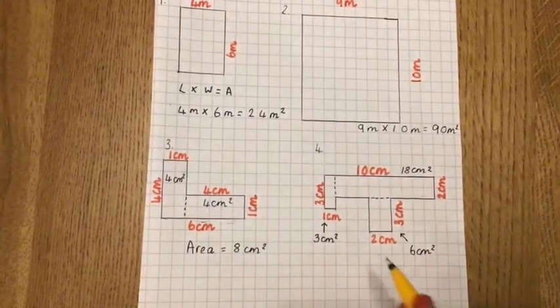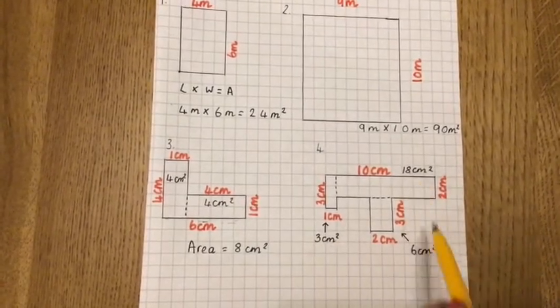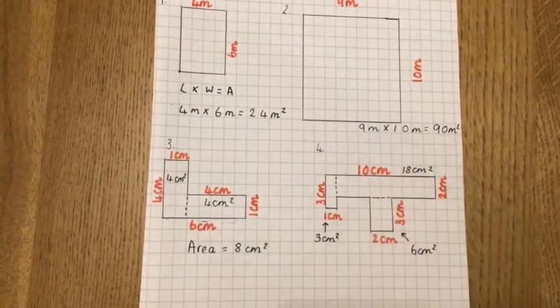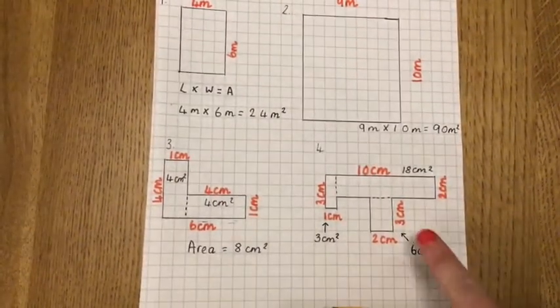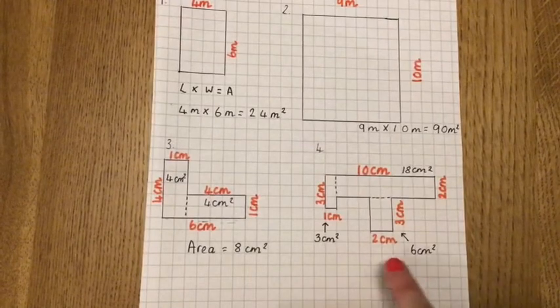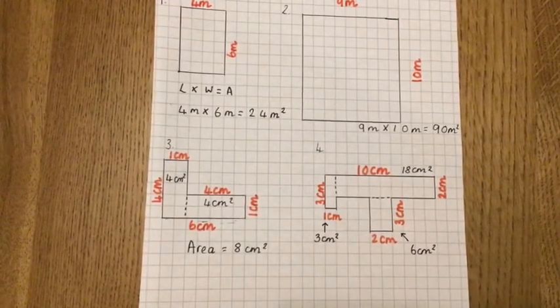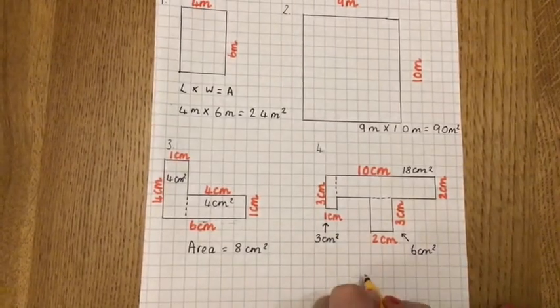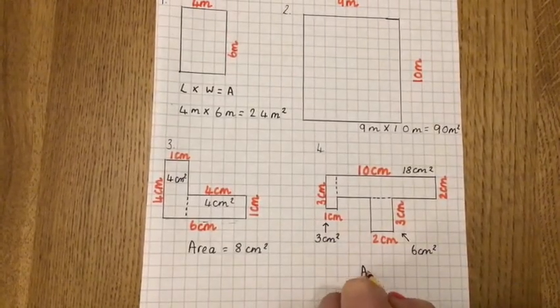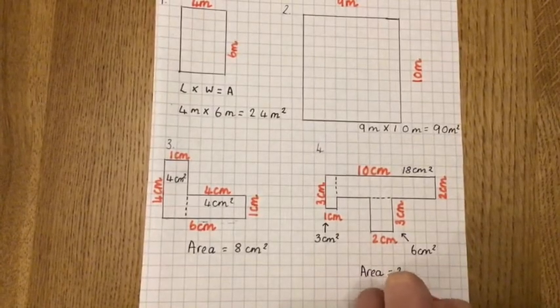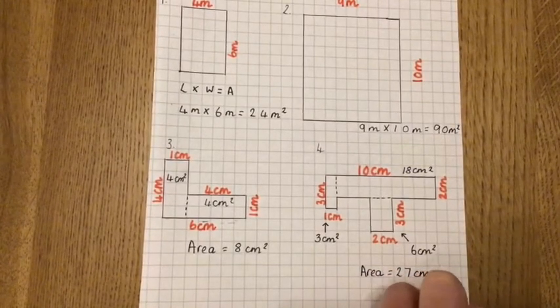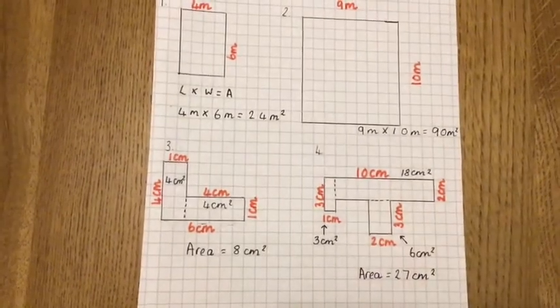Okay, finally then I've got to add my 3 numbers together, my 3 different areas of my 3 rectangles. So 6 plus 3 is 9, plus 18 is 27. So the area to this rectilinear shape is 27 centimetres squared.